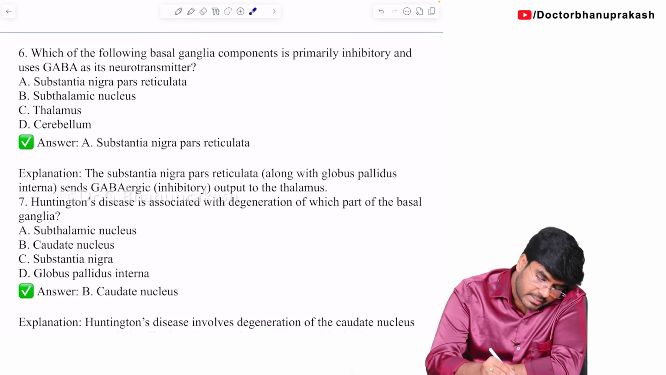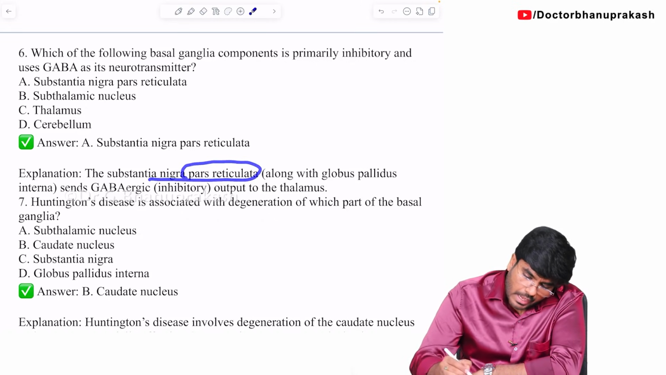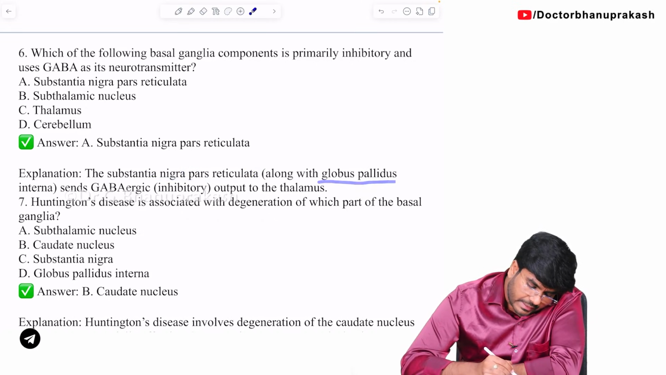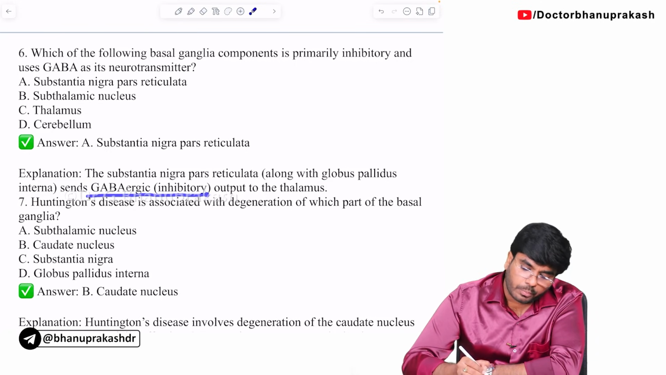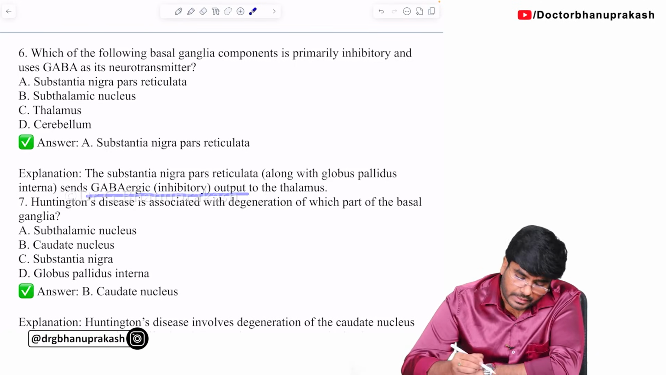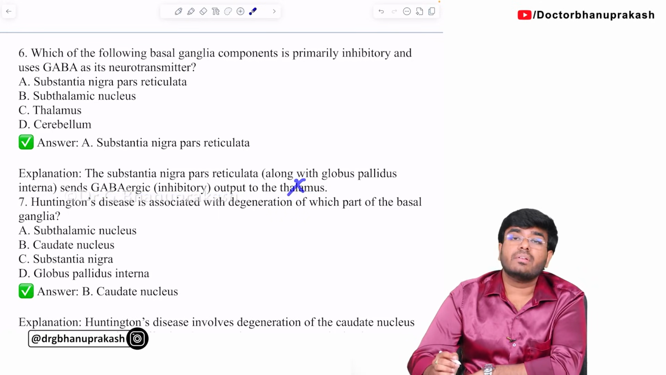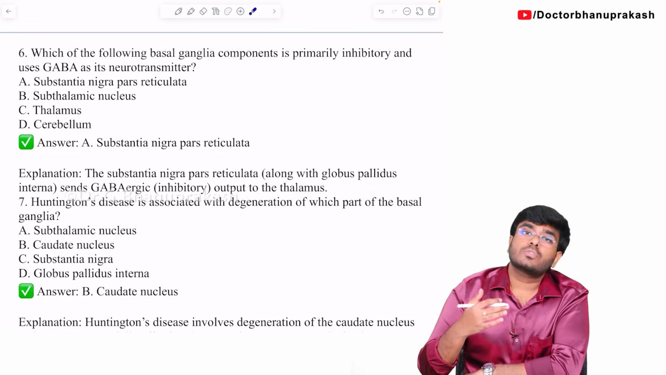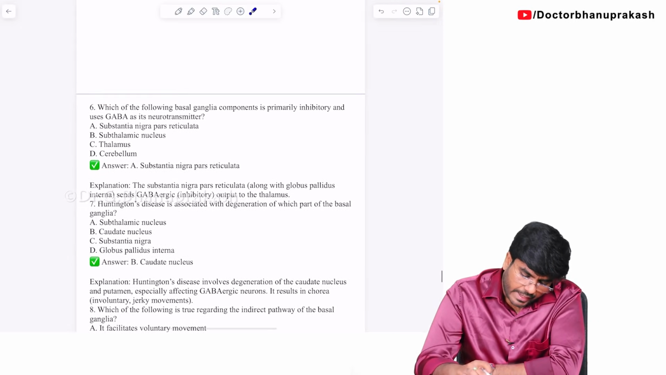Again, the substantia nigra pars reticulata along with the globus pallidus internus, what will it do? It sends GABAergic output, meaning inhibitory output, to the thalamus. So whenever the thalamus is inhibited, cortex will be inhibited. So no movement. Let me show you the same in our diagram also.